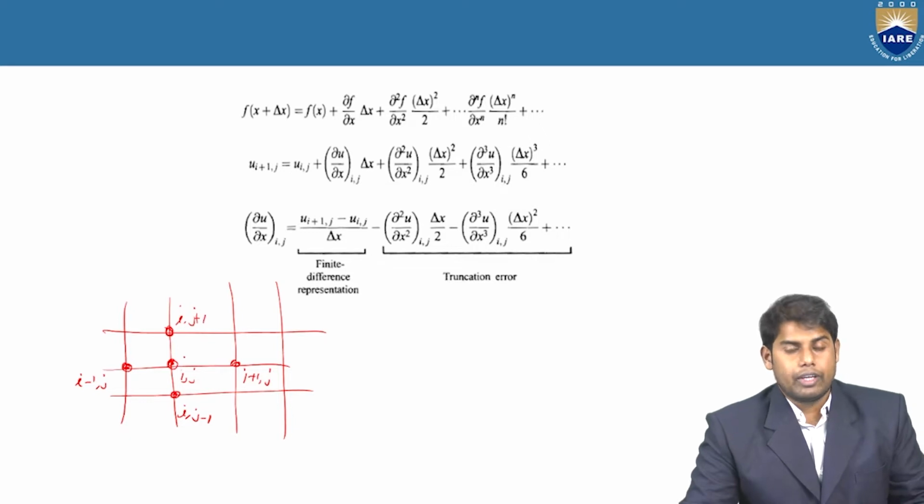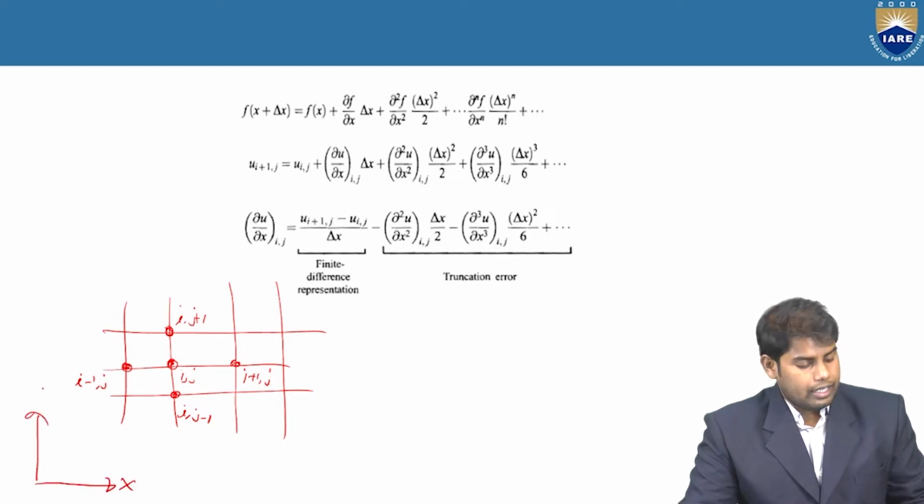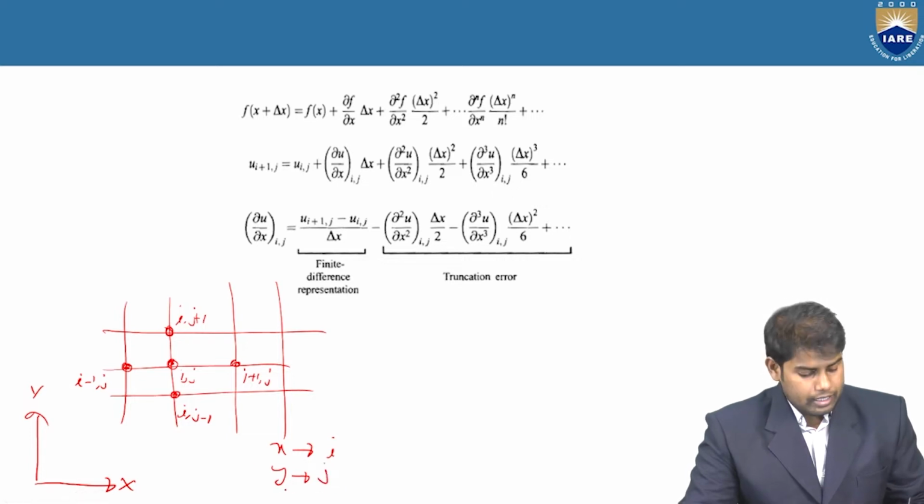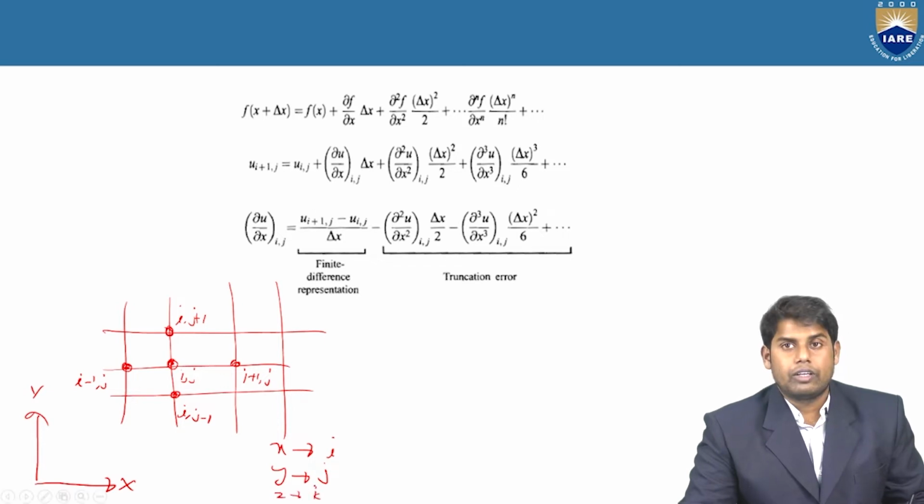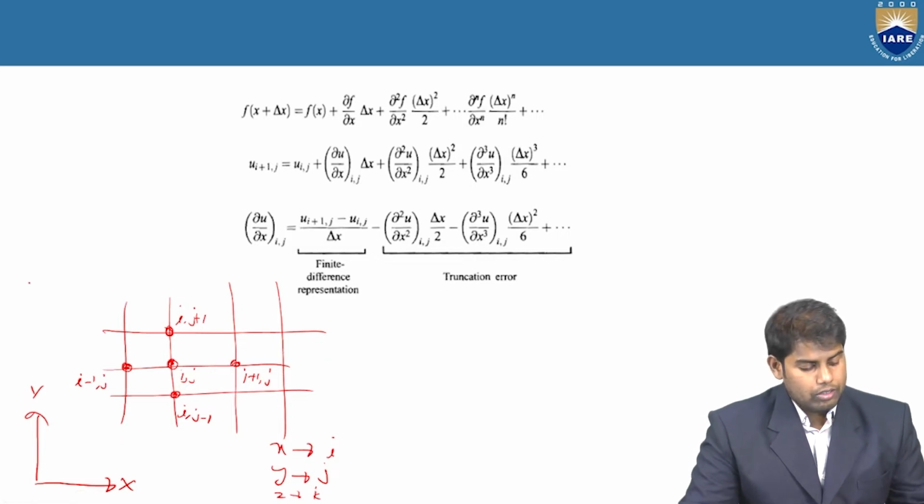Basically, this is the x-axis and this is the y-axis. We take the convention of the x-axis as index i, the y-axis as index j, and the z-axis as index k. So you have i, j, k. Since we have only 2D, we have index i comma j only.